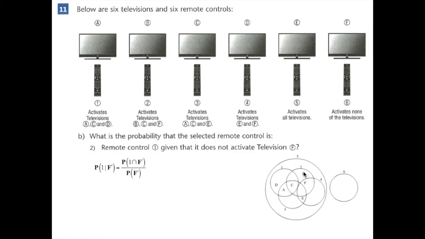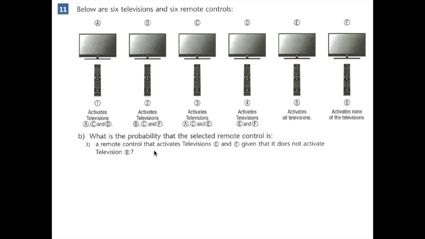So not F is everything but 2 and 4. 5 also controls F. 1, okay, oh yeah, doesn't control F. 3 doesn't control F. 6 doesn't control F. All right, so what does 1 have in common with this? Well, just the 1. So that's 1 remote out of 6, okay? And then the probability of not F, that's your 3 remotes out of 6. So 1/6 divided by 3/6, which is 1/6 times the reciprocal of 3/6, times 6/3, the 6's cancel, and that gives us 1 out of 3.